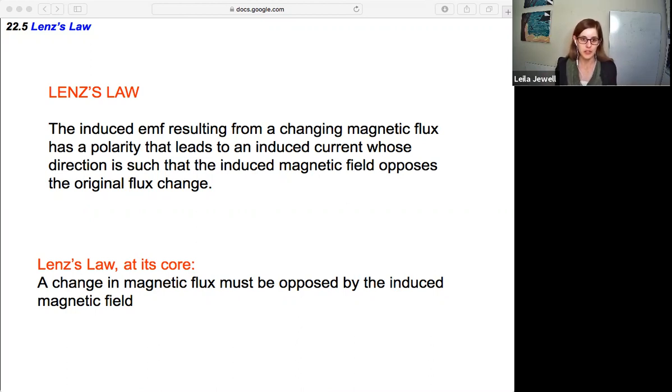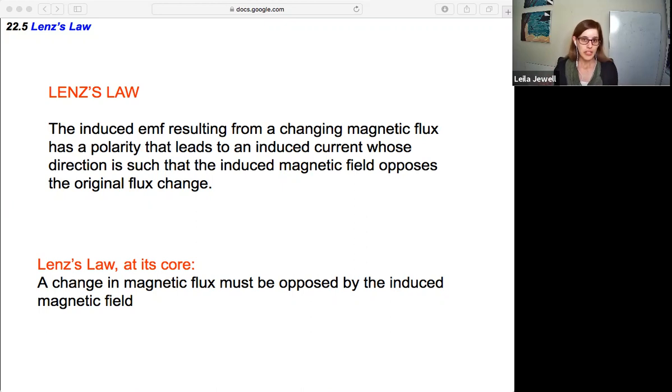It says that the induced EMF resulting from a changing magnetic flux has a polarity that leads to an induced current whose direction is such that the induced magnetic field opposes the original flux change. I encourage you to chew on that for a while because there's a lot of good ideas packed into that definition that cover all of the process you'll be going through in using Lenz's law to solve problems.